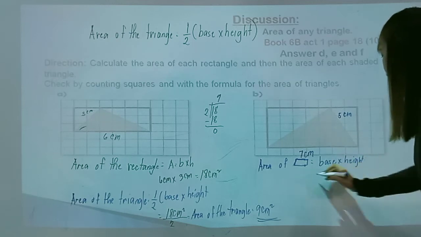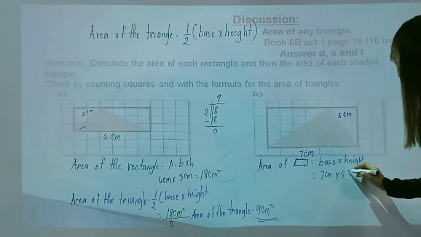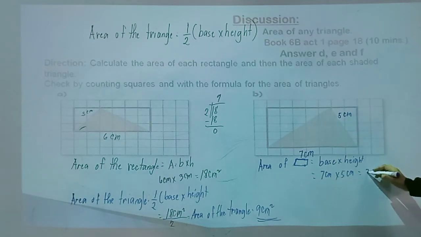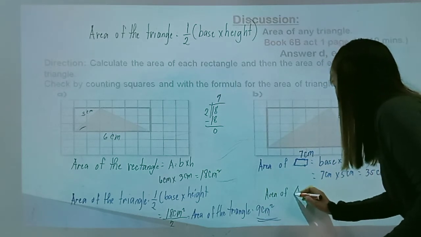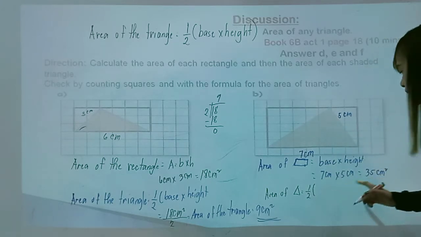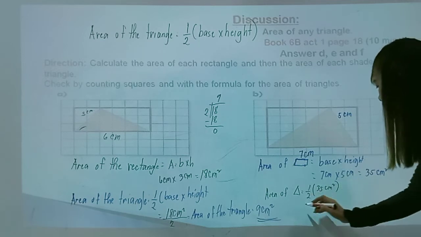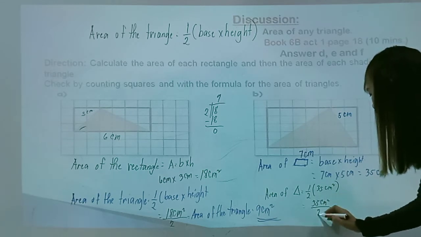Again, class, what is the base? 7 centimeter times the height, which is 5 centimeter. Let us multiply. 7 times 5 is equal to 35 centimeter squared. How are we going to find the area of the triangle? The area of the triangle is 1/2 times the base and the height. So we have 35 centimeter squared, and let us now divide 35 centimeter squared by 2.